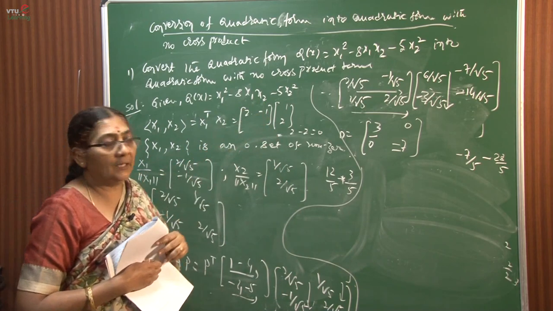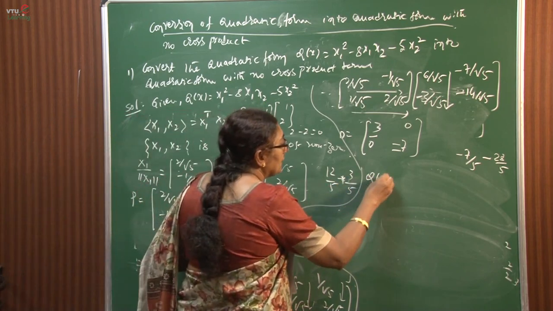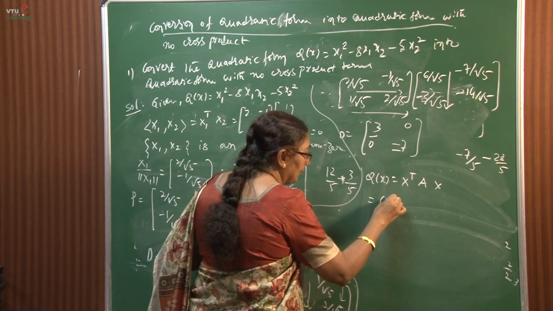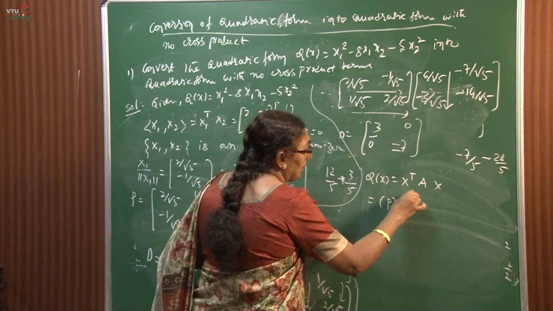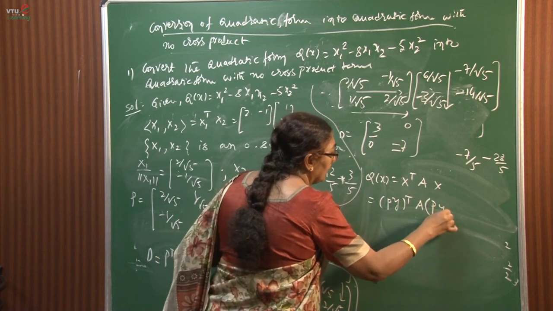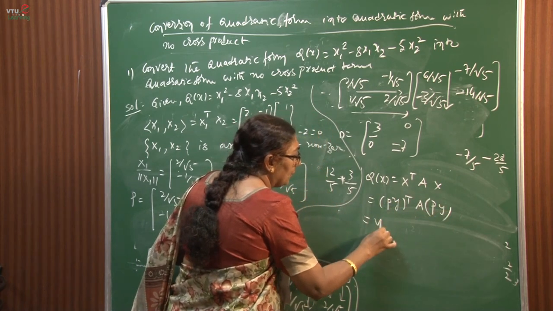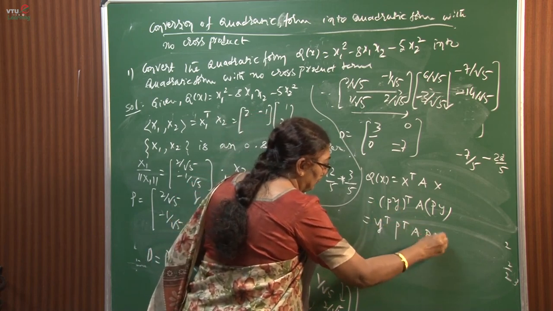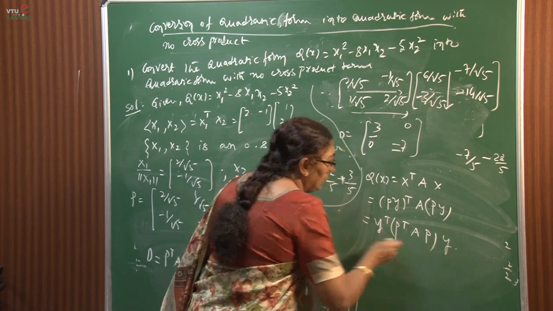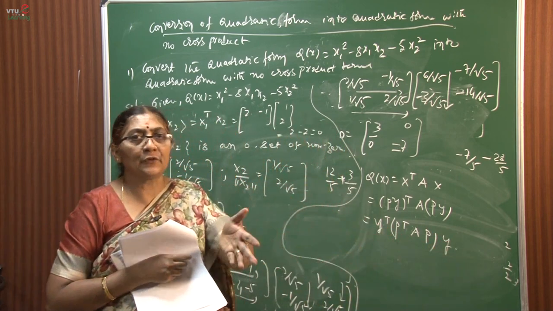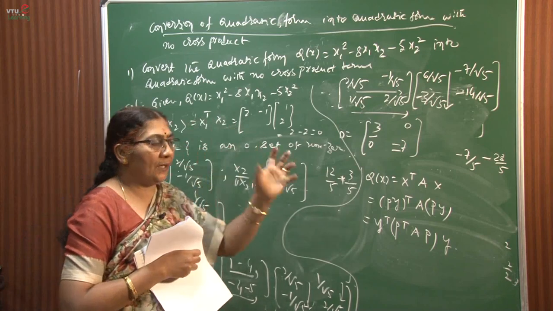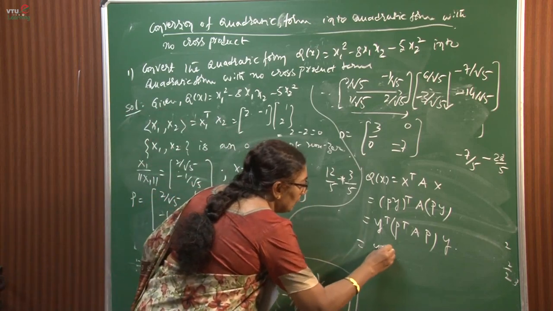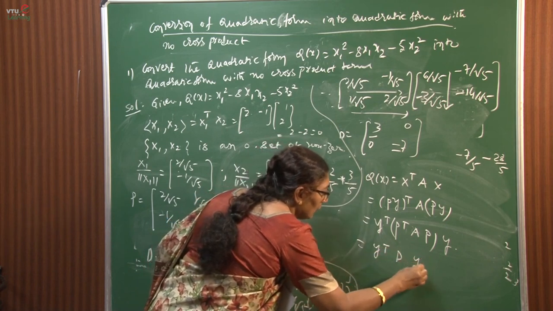Next, I want to convert the given quadratic form having a cross product term, x1 x2, I want to eliminate. What's the formula? Q of x must be equal to x transpose A into x. What is x? Py, to the power of transpose, A into Py. Then once you apply transpose, that y comes first, P transpose A into P. I'll group these three together because this associative property holds good. Either you take AB first or BC first, does not matter.